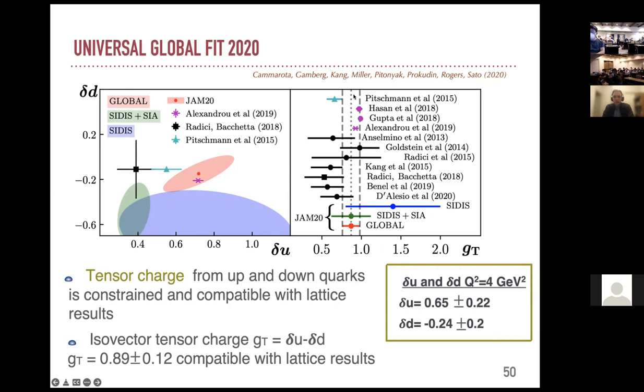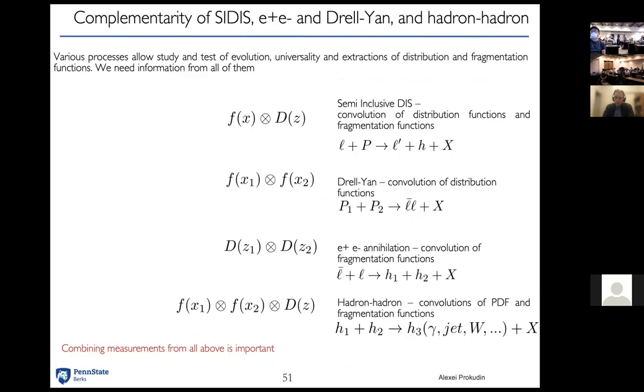Again, this is compatible with the lattice results. So we show that for the first time, we see the compatibility of lattice and phenomenology for the tensor charge, not only for the isovector tensor charge g_T, which is here, but also for the individual components. And I think this was a very nice paper. So Justin, thank you for being part of it. But also everybody else, of course, those are the people from the JAM collaboration who participated in this particular research.